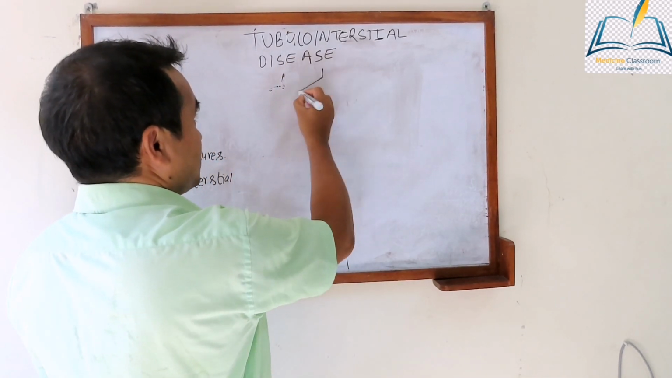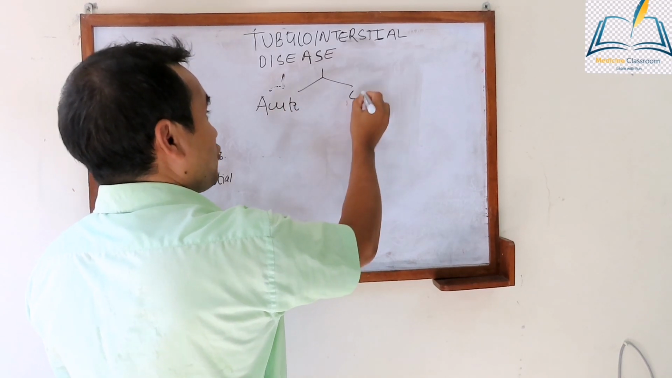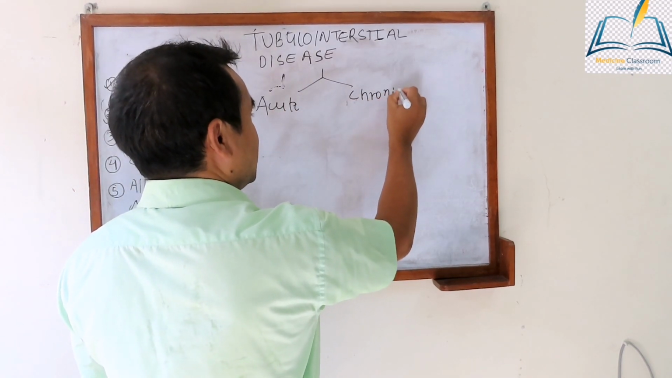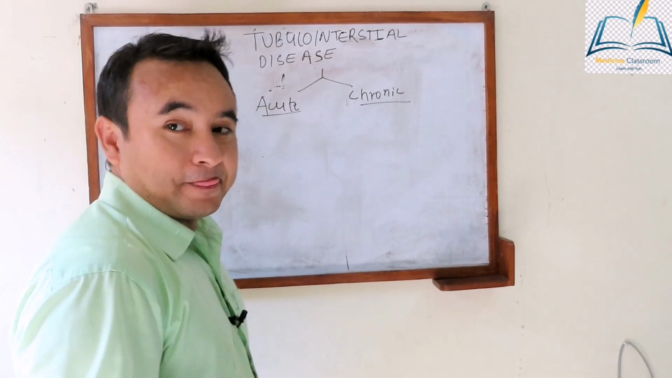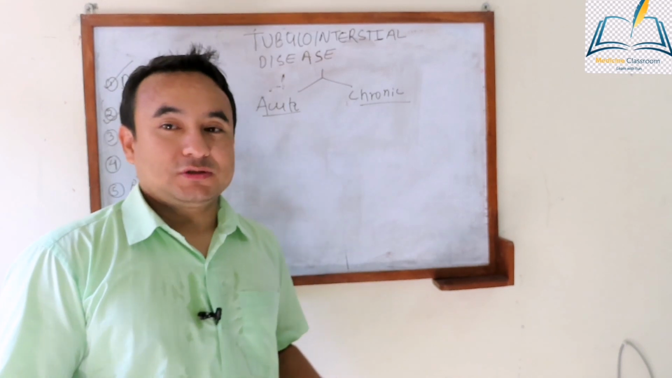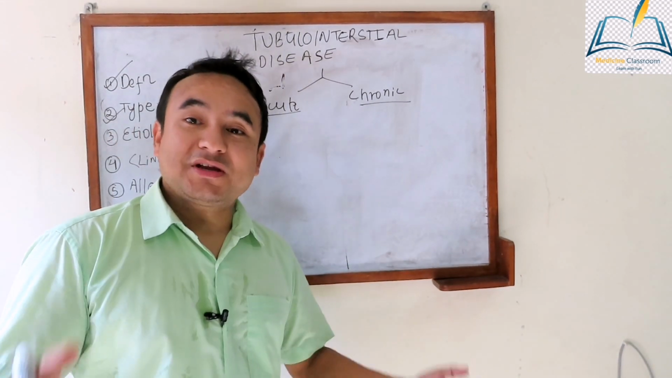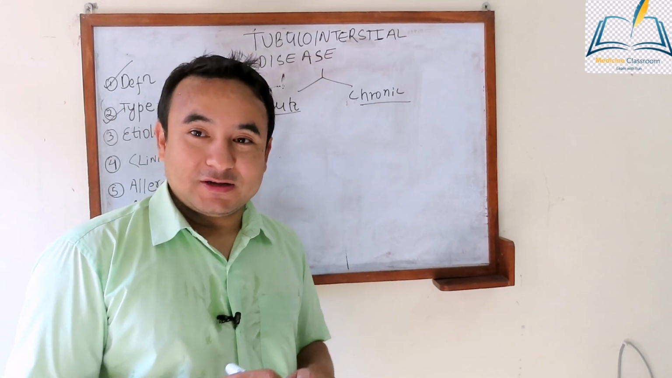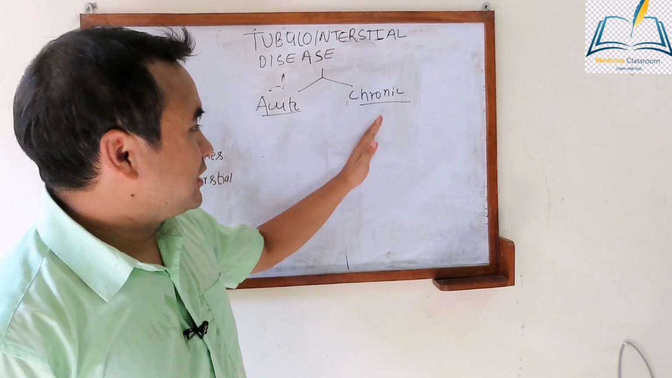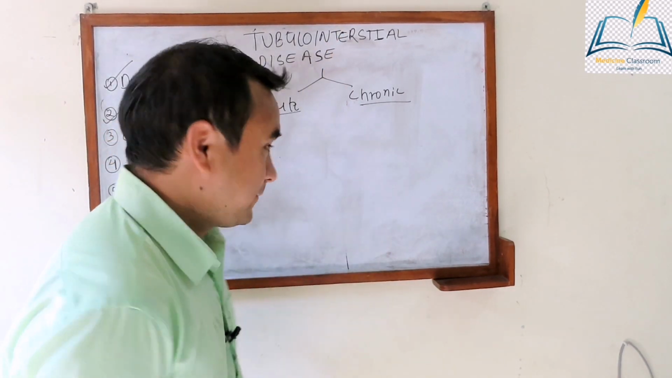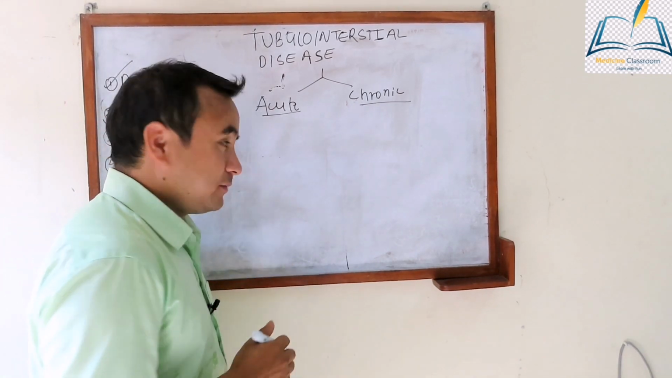Tubulointerstitial disease is of two types: acute tubulointerstitial disease and chronic tubulointerstitial disease. The causes for the acute are different from those of the chronic. Even the presentation is different, even the treatment is different. We will discuss the clinical features of these two types later on.